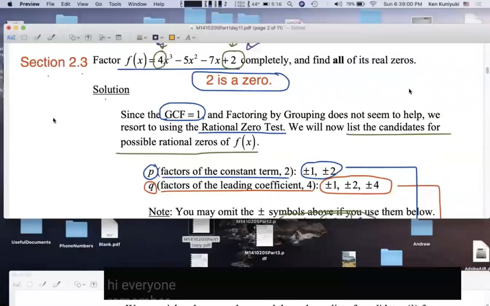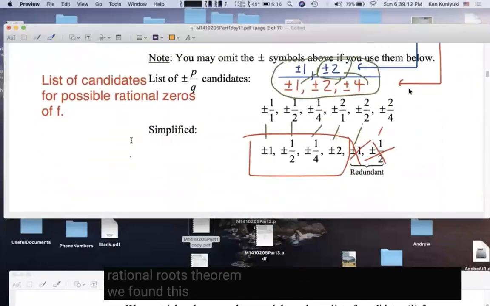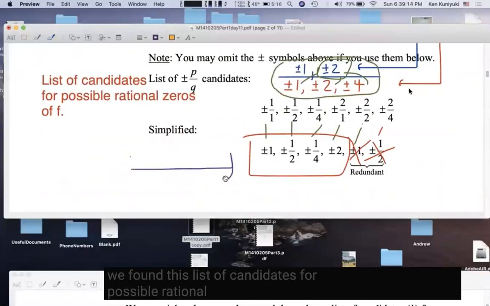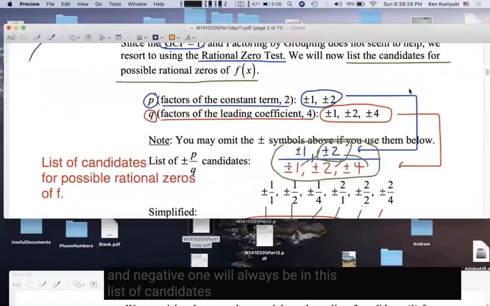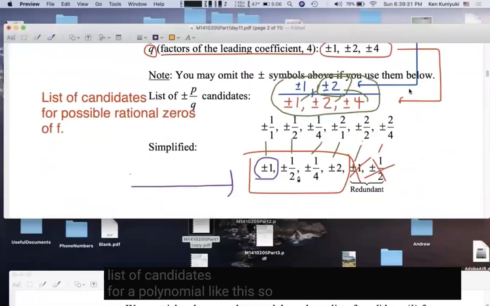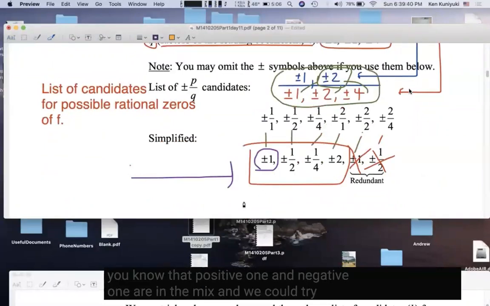Hi, everyone. Remember, in our example, we're trying to find all the real zeros for this polynomial function here. Now, from the rational zero test, or rational roots theorem, we found this list of candidates for possible rational zeros, and we're hoping that at least one of them will work. So how can we try these out? It's trial and error. And by the way, notice that positive one and negative one will always be in this list of candidates for a polynomial like this. So without even listing the whole list, you know that positive one and negative one are in the mix, and we could try them out.